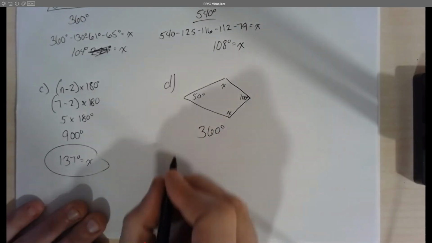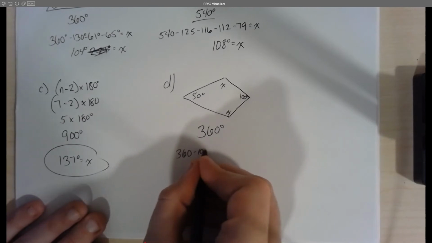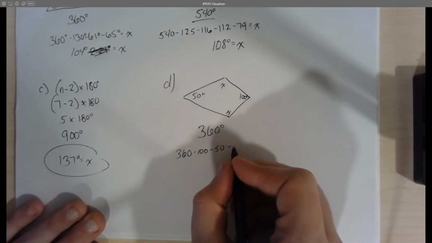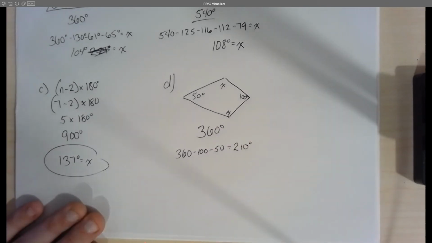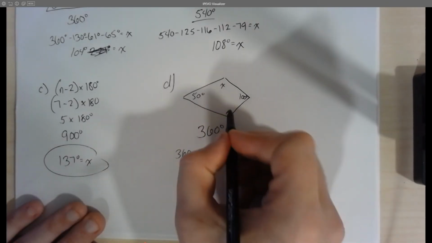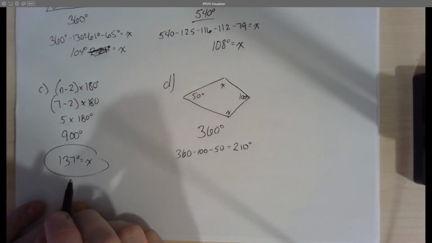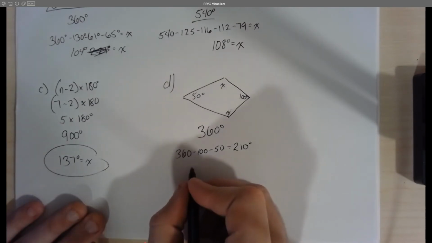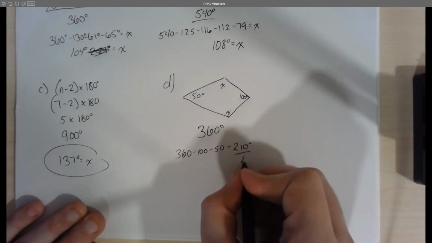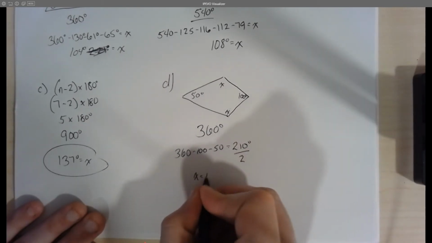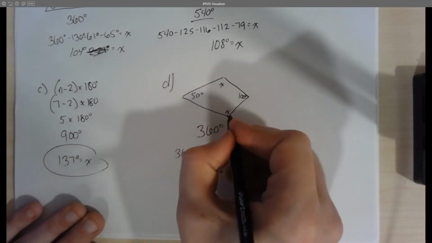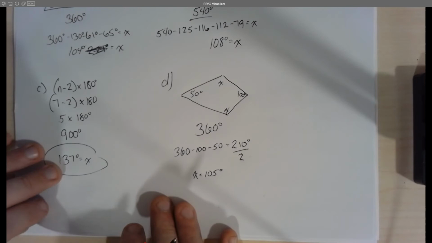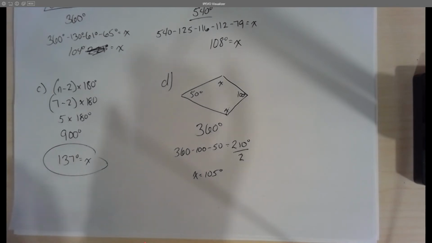I have 100, I have 50, so 360 minus 100 minus 50 means that I should have 210 degrees left. I have two x's that are both the same, so we're going to split that. 210, we split that in half, which means 105 per x. X equals 105 degrees here and 105 degrees here. When I add them all up together, I get 360. So that steps question number 1.